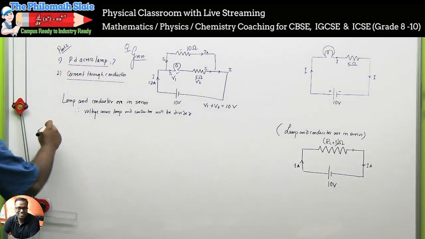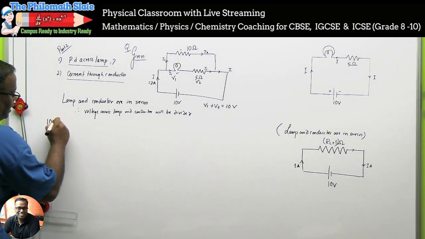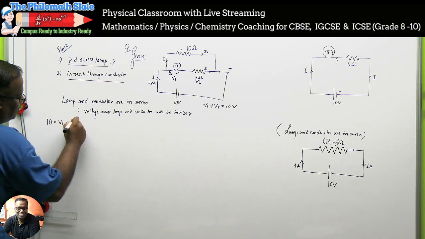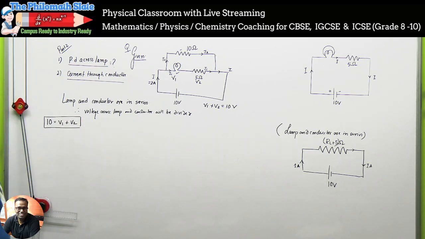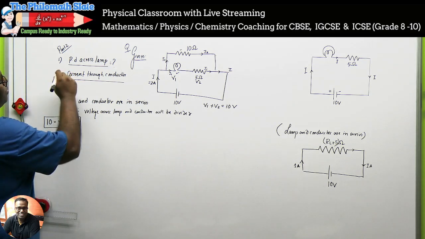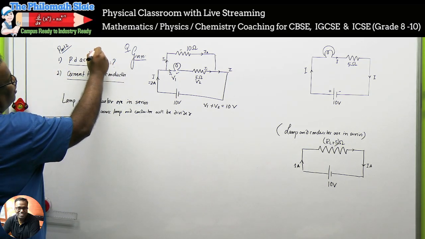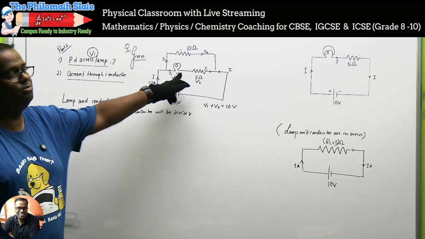So the voltage got divided. One formula we have: 10 is equal to V1 plus V2. This is one equation you have with you. Right? Now we have to find out V1. PD across lamp means you have to find out V1. Is this understood? PD across lamp is V1.